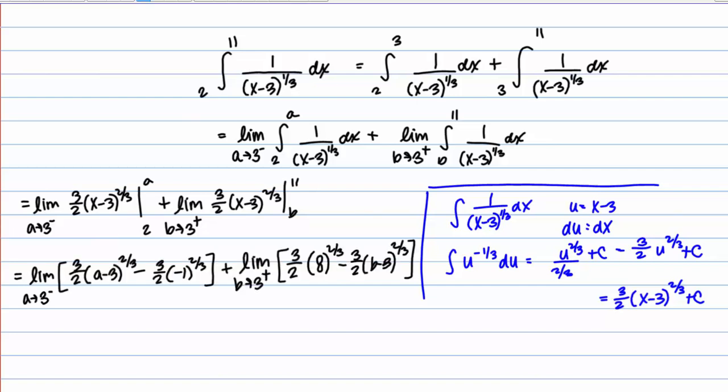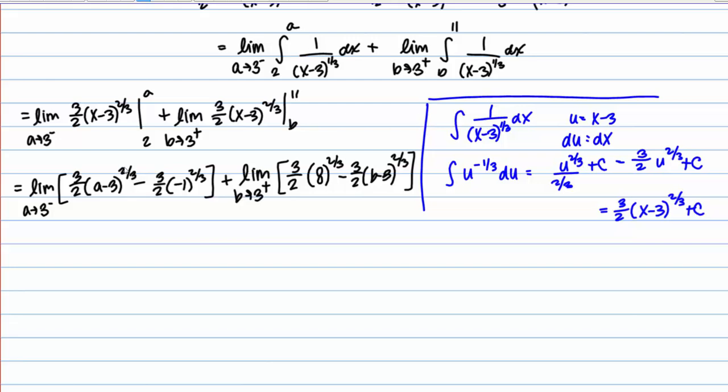Now let's look at each of these limits for a second. In this first limit, I have some expression involving a, and then I have just minus a constant term. If we look at that expression that involves a, and we're taking a limit as a goes to 3 from the left, what I have is 3/2 times the quantity a minus 3 to the 2/3 power. So as a goes to 3, either from the left or from the right, it doesn't really matter in this case, what's inside those parentheses is going to go to 0, which in turn is going to make this whole term go to 0. So from this first limit, all I'm going to be left with is this constant term.